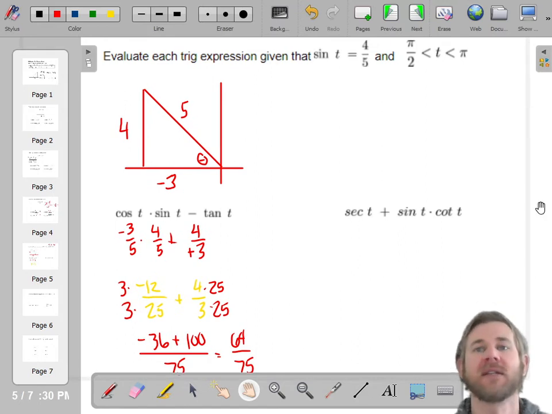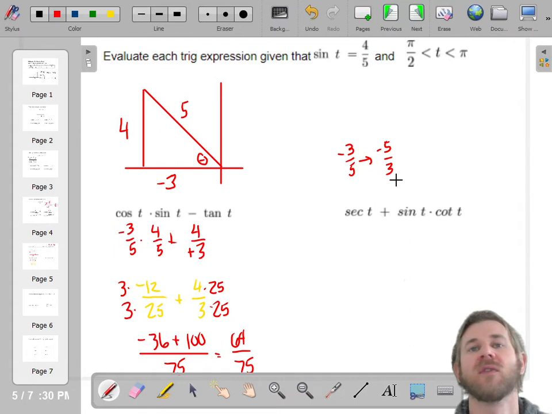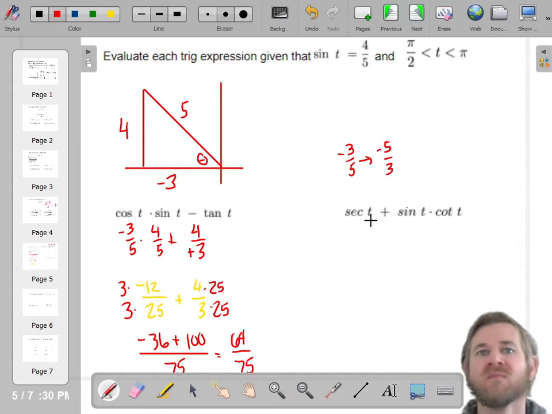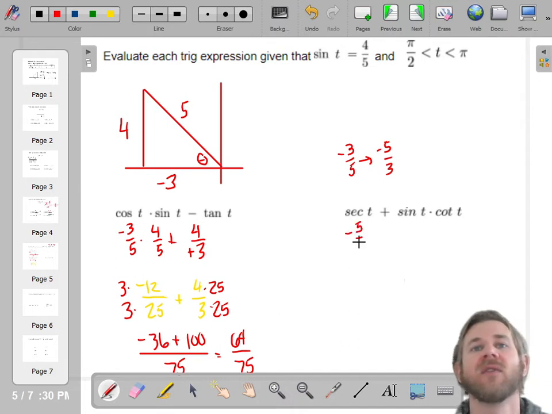Let's do another one. Secant plus sine times cotangent. So secant is the reciprocal of cosine. If cosine is negative 3 over 5, then secant would be negative 5 over 3. It doesn't matter if you put the sign in the plus or the top or the bottom. I always put it at the top. So secant is negative 5 over 3, or hypotenuse over adjacent, plus sine, given to us, 4/5 times.